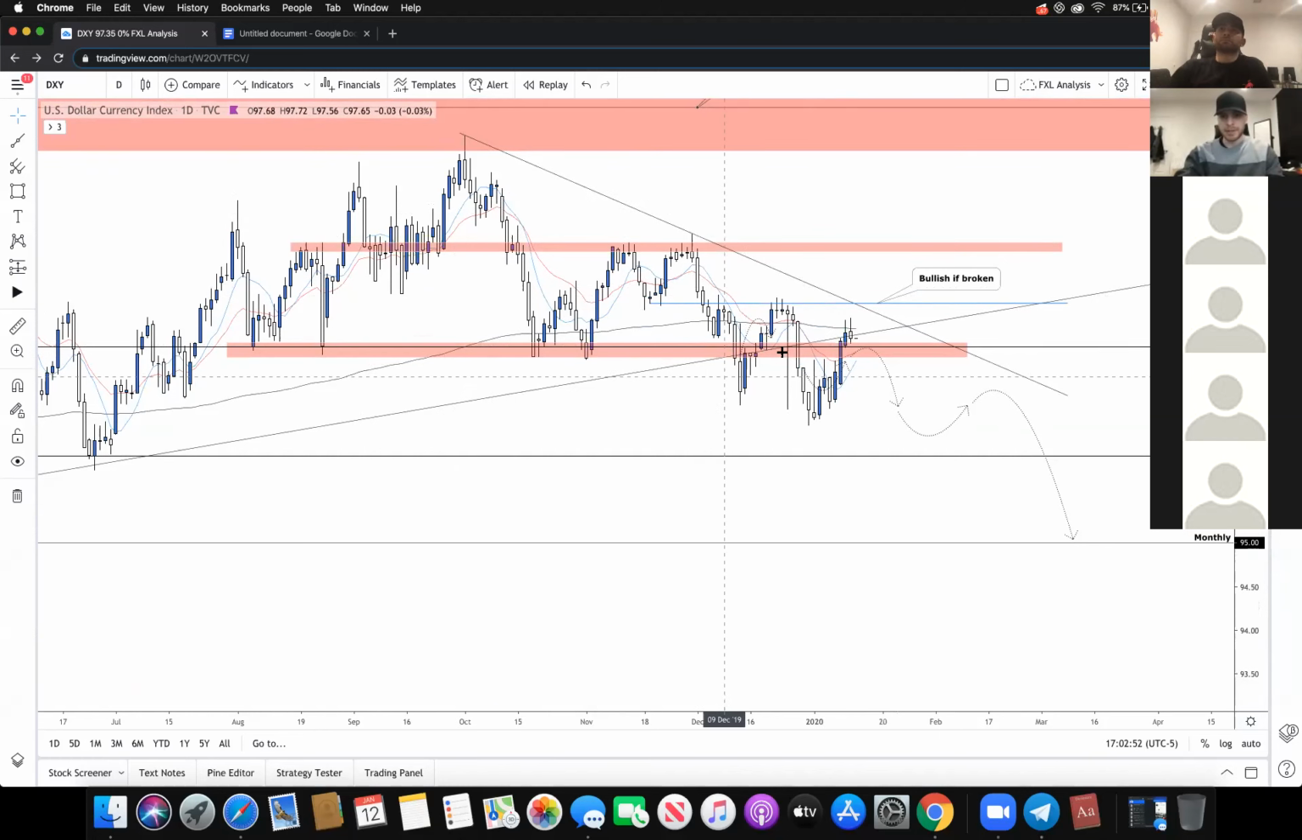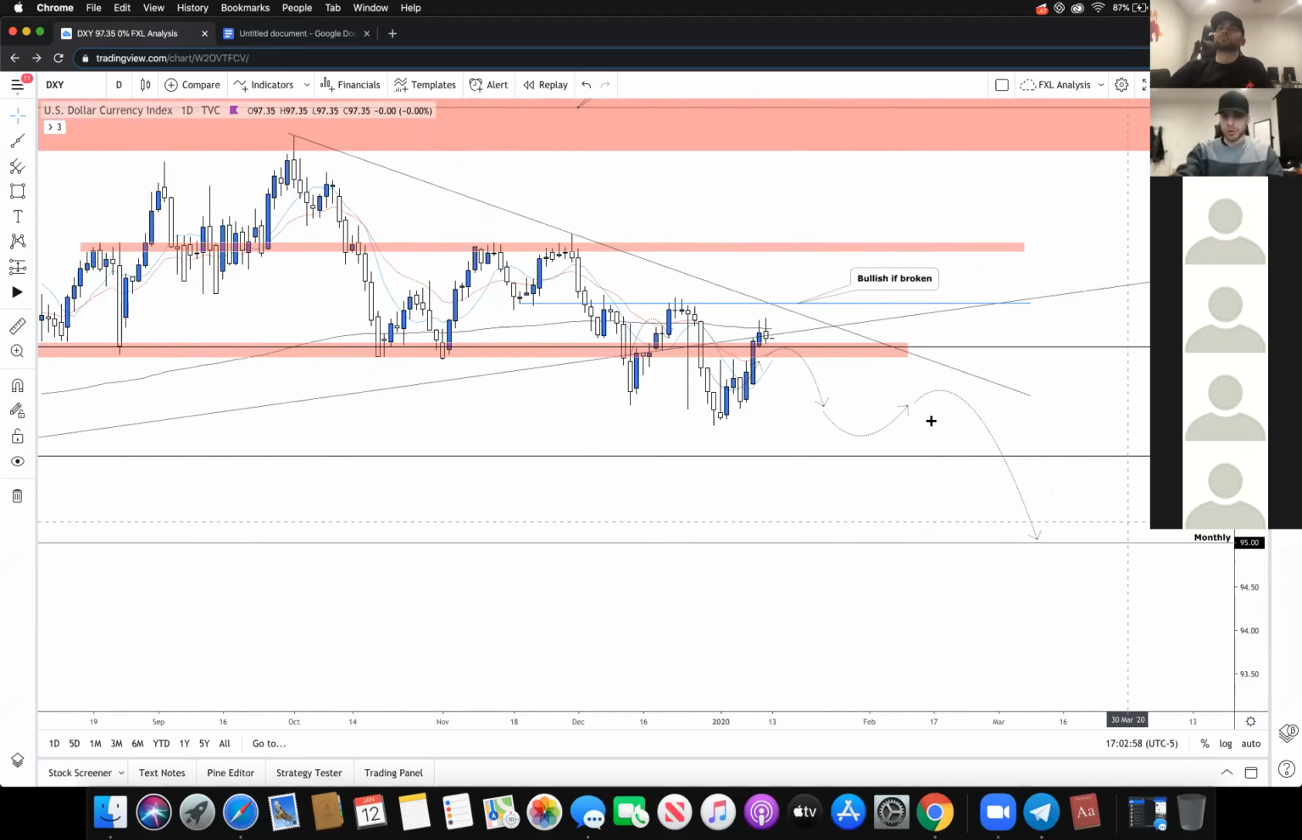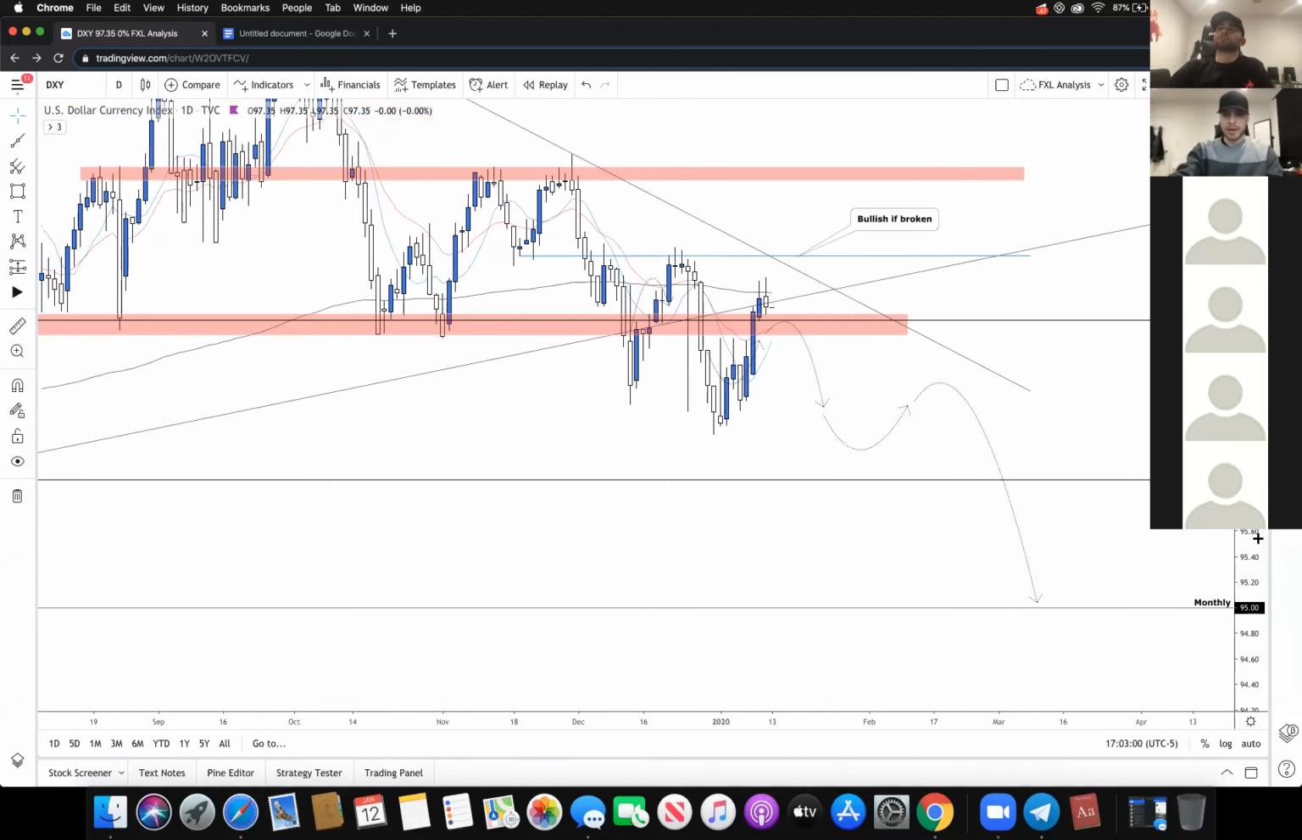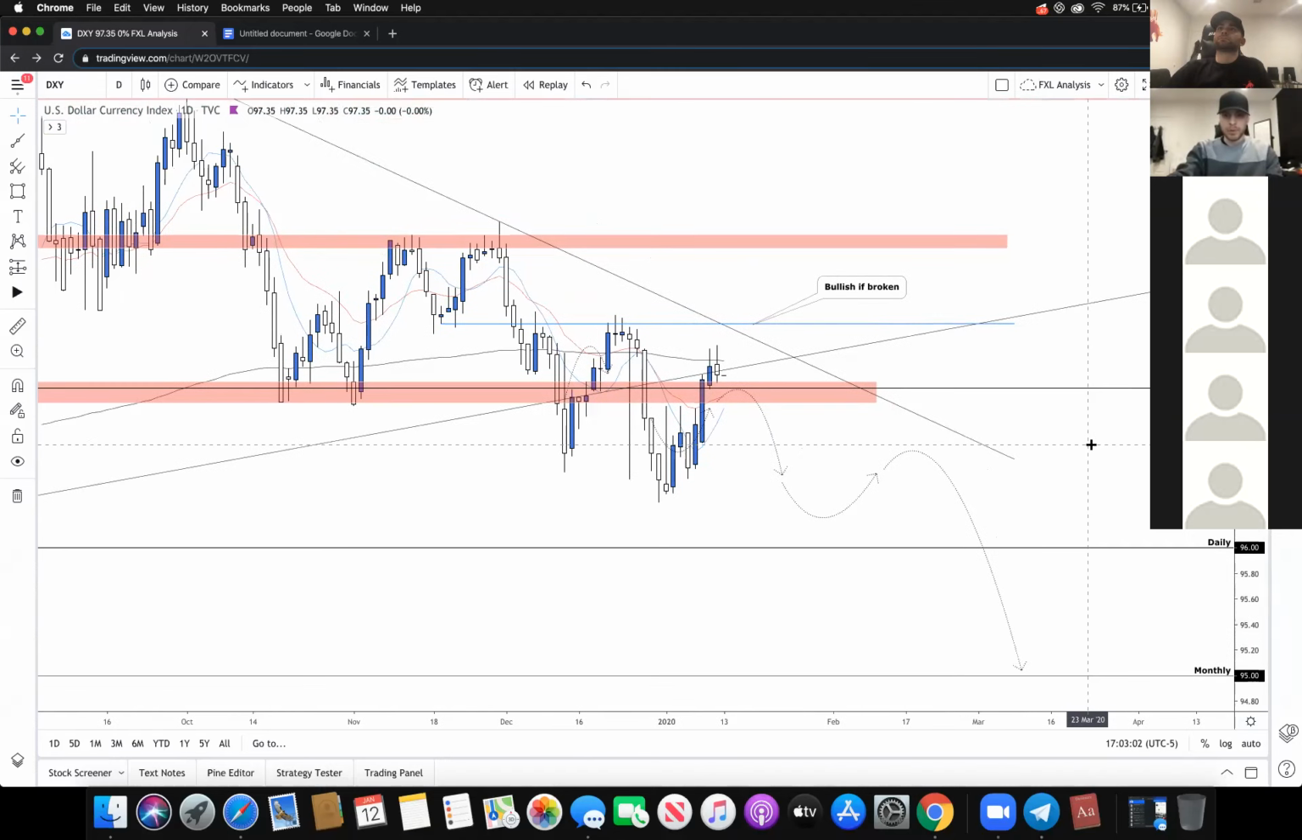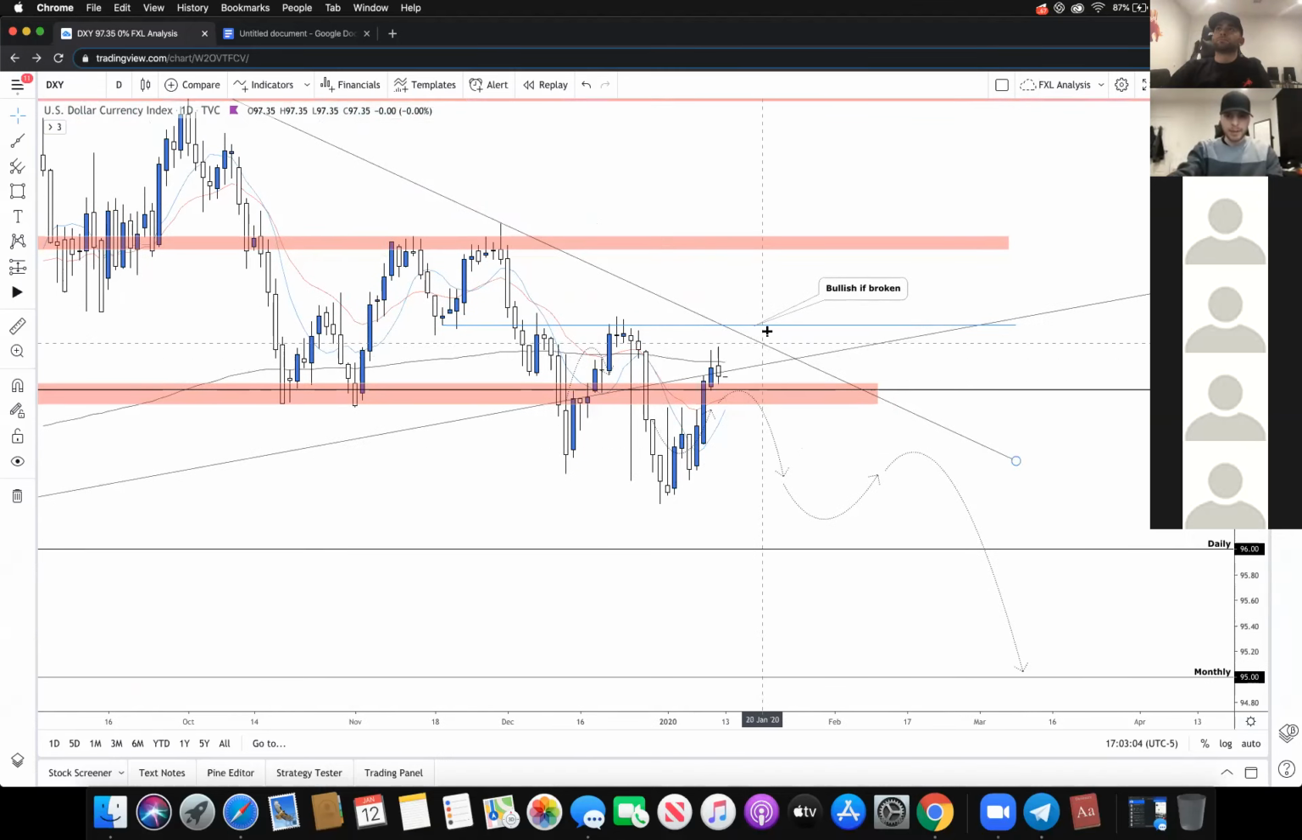So we have these lower highs, these lower lows, lower highs, and what looks to be forming another lower high in this area. So this area is very crucial. It's pretty much going to decide where the dollar is going. So if it consolidates in this pocket and then breaks above this blue resistance level, we're then going to consider changing our sentiment back to bullish.